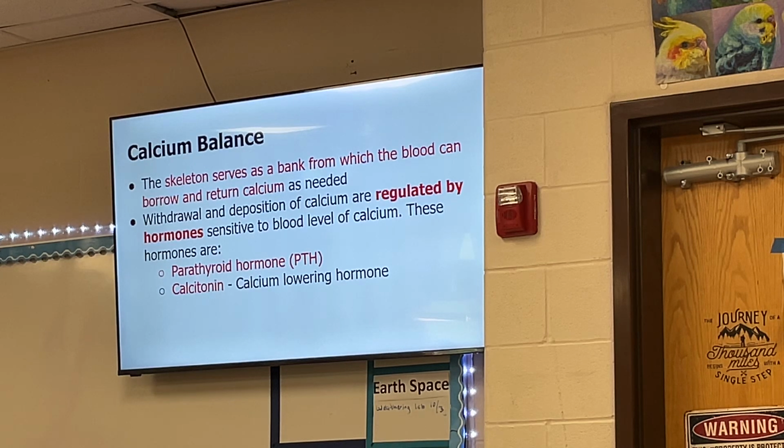See, finally, they thought of a good name, calcitonin. I mean, that's a good name for something that regulates calcium, calcitonin. Somebody finally did their job right, scientists.